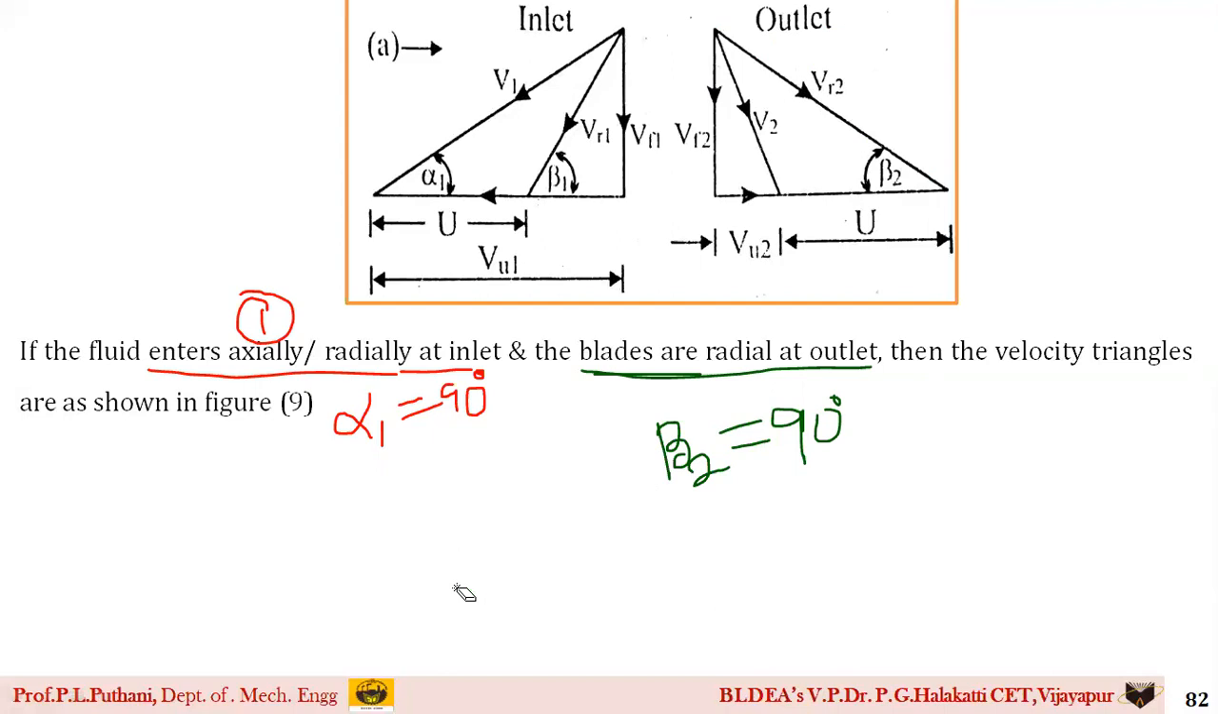Just I will show here. First, the inlet velocity triangle. This will be the sketch of the inlet velocity triangle. Now this I have drawn here. So this alpha which you are seeing here becomes equal to 90 degrees.